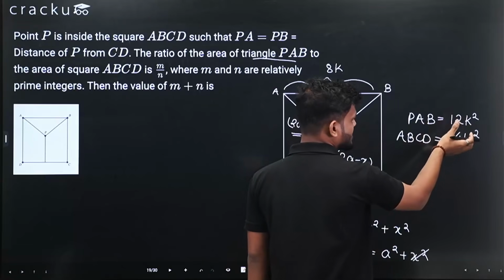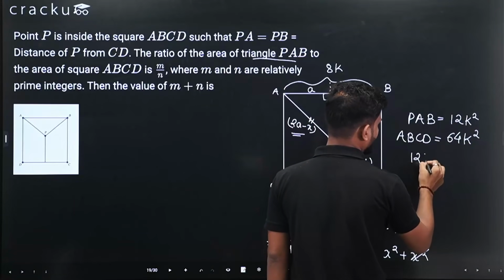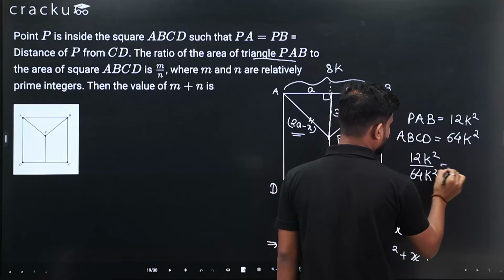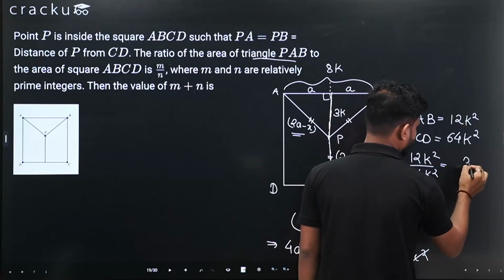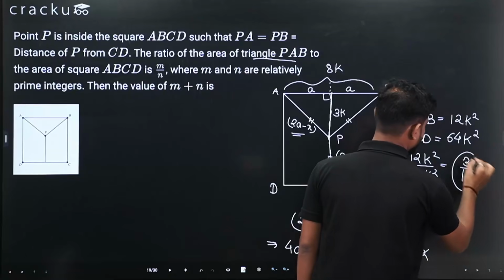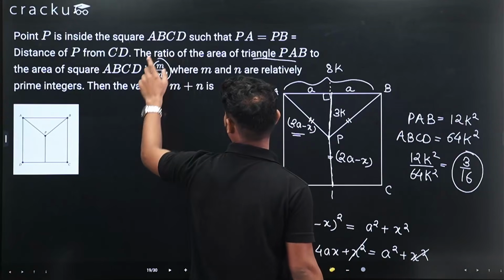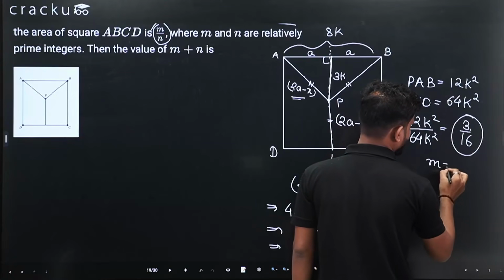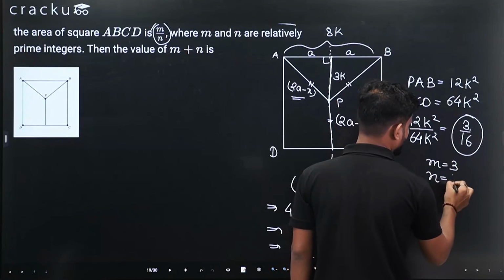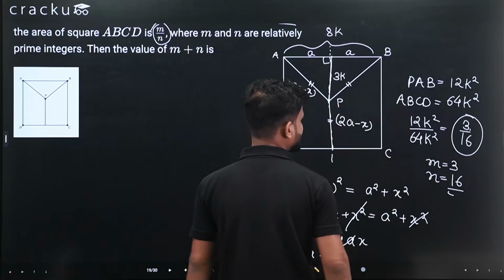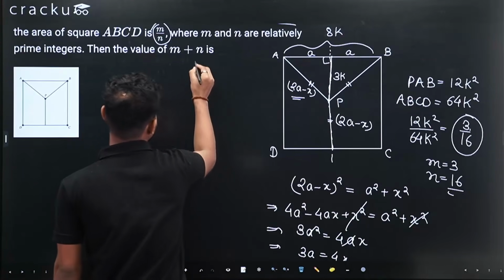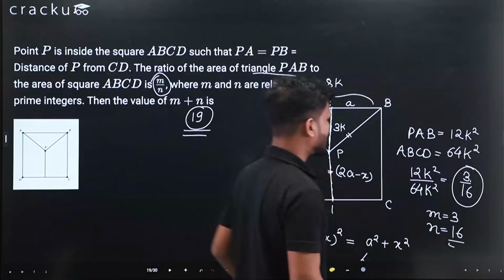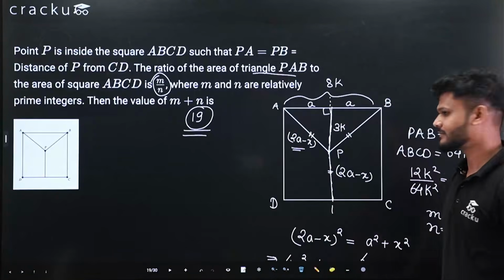Now the ratio of these two will be 12k square upon 64k square. This is nothing but 3 upon 16, and it is equal to m by n such that m and n are relatively prime. So 3 and 16 are relatively prime, so m is equal to 3 and n is equal to 16. We have to find m plus n. So it is 16 plus 3, which is 19. So the answer to this question will be 19. This is how you solve this question.